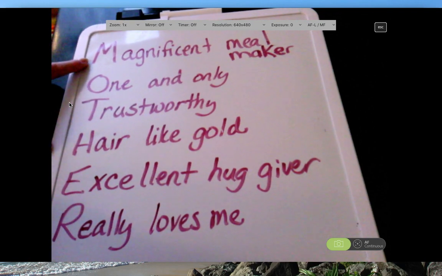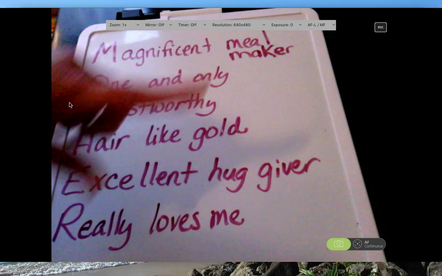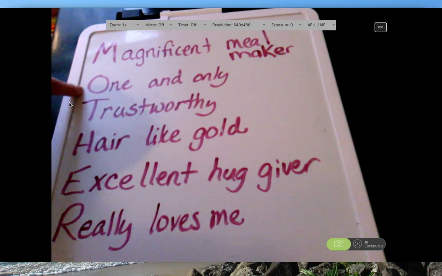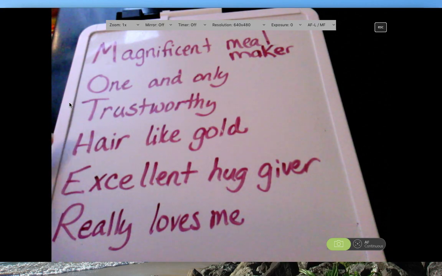So for example, when I was thinking about mother, I was thinking, oh, she was a magnificent meal maker. She sure was one and only, trustworthy. She had hair like gold, an excellent hug giver, and really loves me. Okay. Then I was also thinking about other people who were special to me.